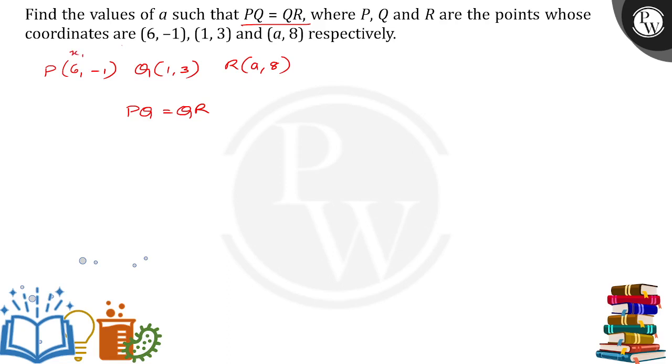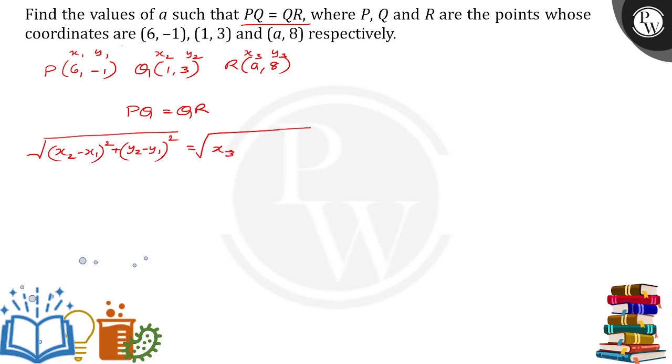So let's suppose P coordinates are x1, y1, Q is x2, y2, R is x3, y3. Then what is the formula we have to use for PQ? To find PQ, we can use the square root of (x2 minus x1) whole square plus (y2 minus y1) whole square, which is equal to the square root of the QR formula. What is QR? QR will be the square root of (x3 minus x2) whole square plus (y3 minus y2) whole square. Okay, so now we have to substitute the values. Before that, square root and square root we can cancel.